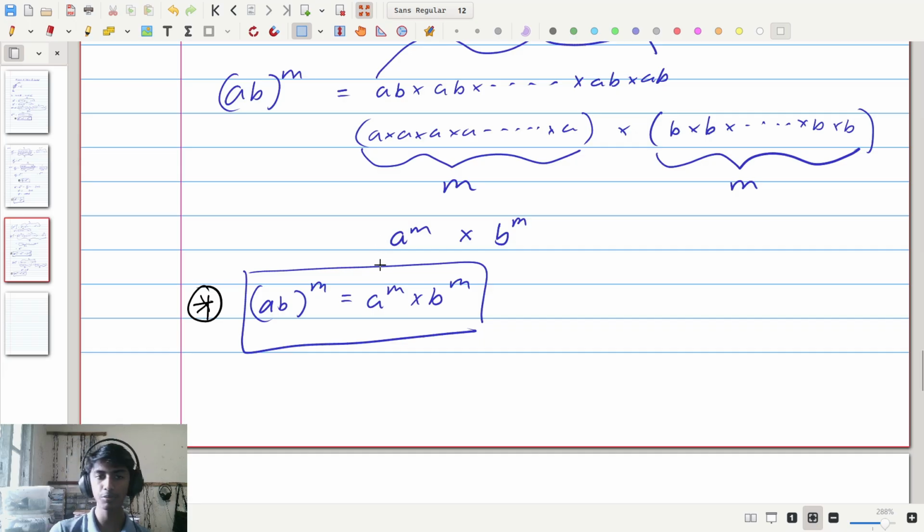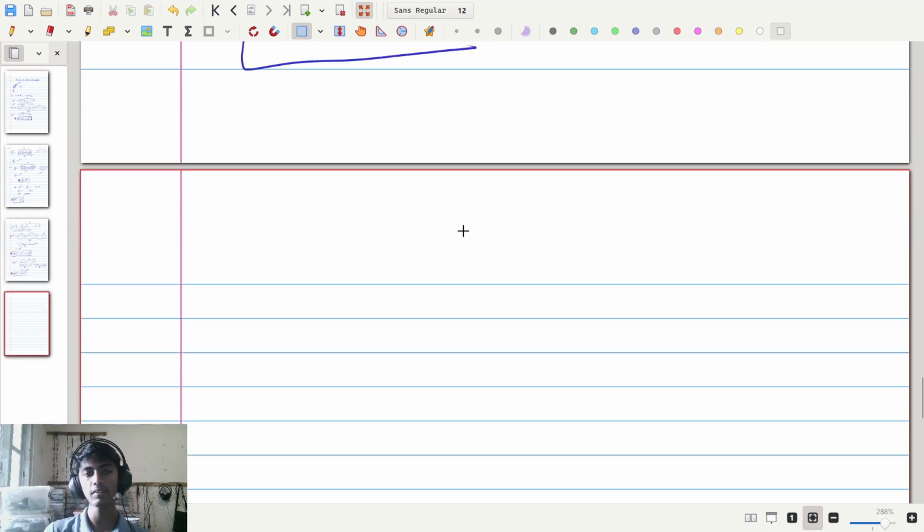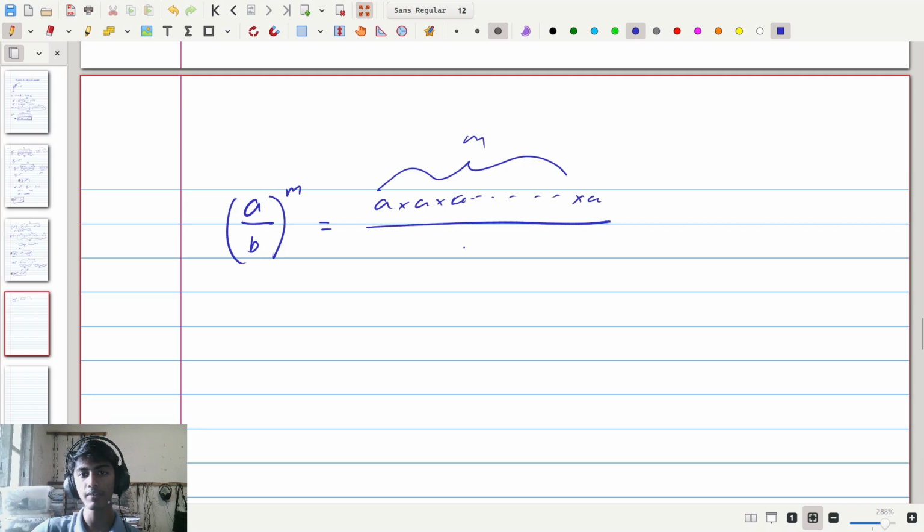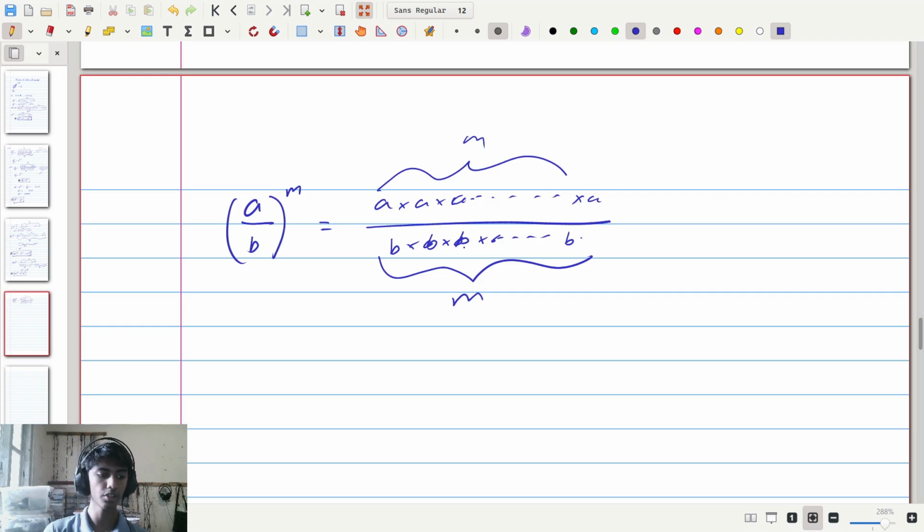So that is when you have a times b to the power of m. Similarly, we can have a divided by b to the power of m. If we consider a divided by b to the power of m, what we have here is a times a times a, a lot of a's, where there are m number of a's, and we're dividing this by b times b times a bunch of b's. Here there's also m number of b's. So we have m number of a's on top and m number of b's on bottom.